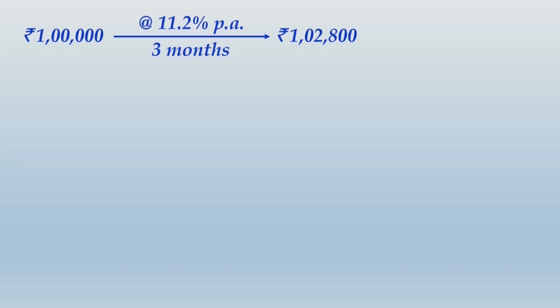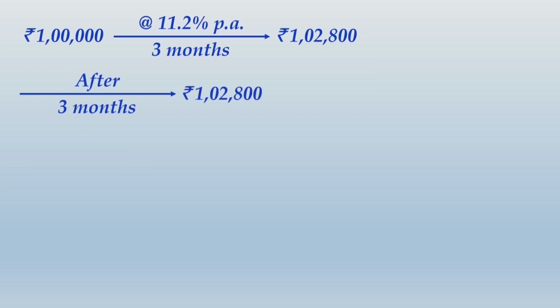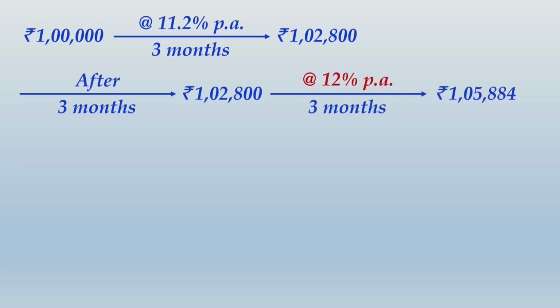And using 3 by 6 FRA rate, we can say if after 3 months you are borrowing 1,02,800, its maturity value will be 1,05,884. Let me explain how we got this value. This is the amount borrowed after 3 months at 12% per annum, because 12% is the FRA rate given, correct? So it will be 1,02,800 into 12% into 3 by 12. Whatever interest you get, add that to 1,02,800, and what you will get is the maturity value of 1,05,884.